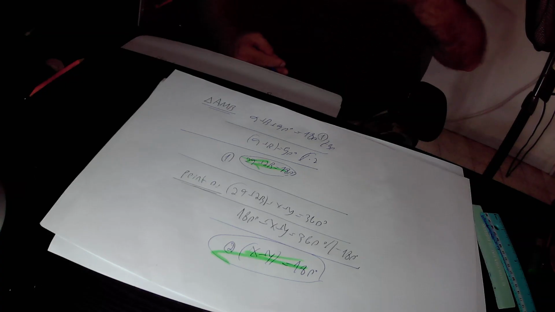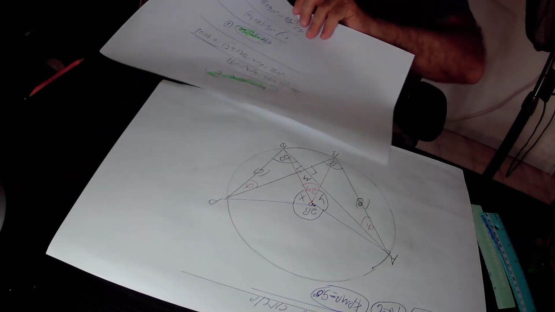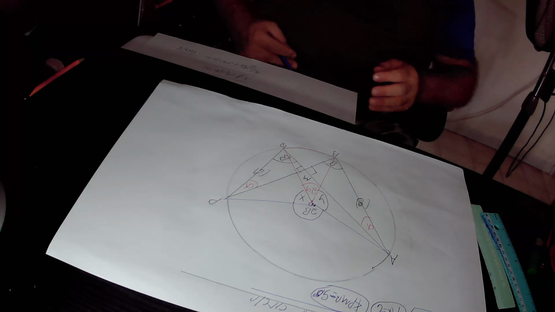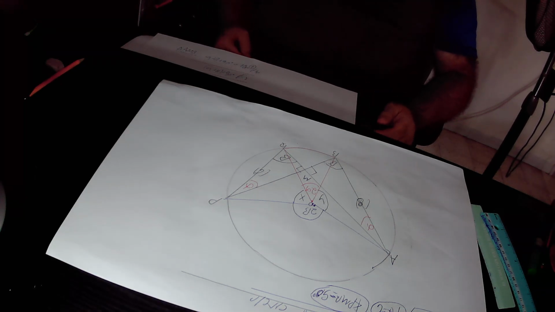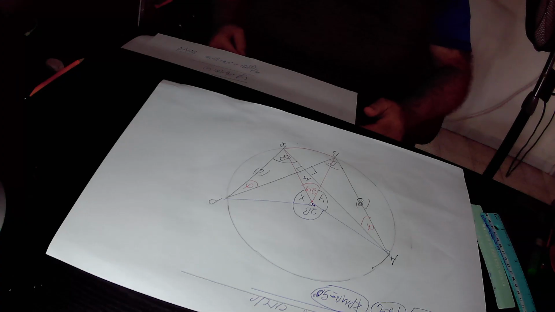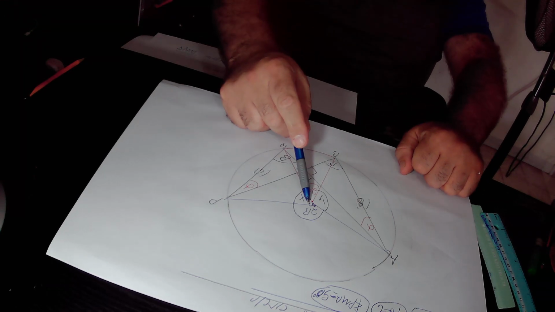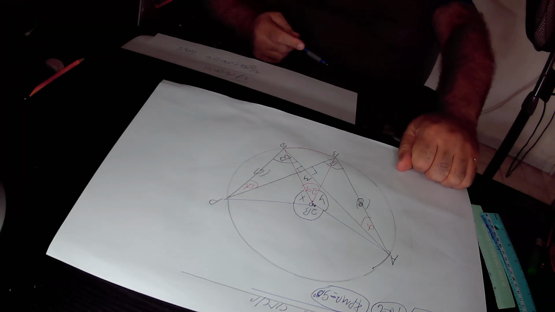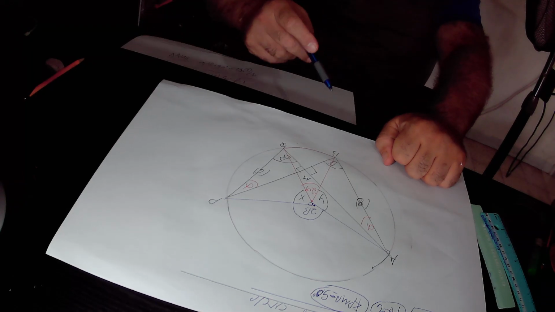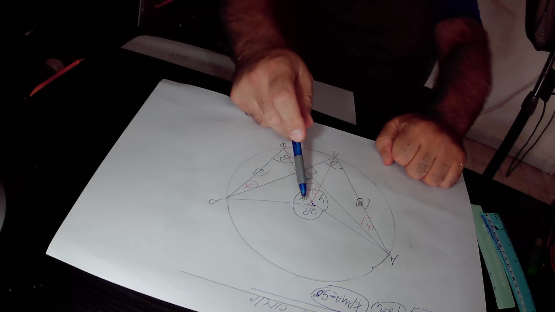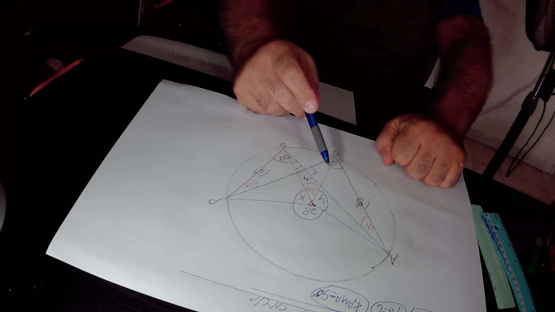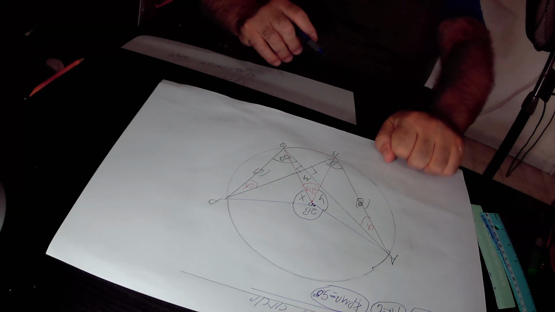According to equation 1, 2 alpha plus 2 beta equals 180 degrees. We know that the sum of the angles around any point is equal to 360 degrees. So the sum of the angles around this point A must be equal to 360 degrees. Which angles do we have around point A? We have 2 alpha plus 2 beta plus x plus y. In total, they must be equal to 360 degrees.